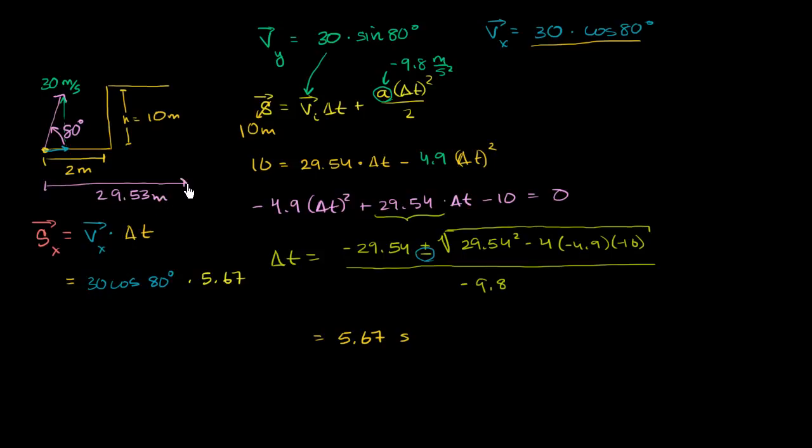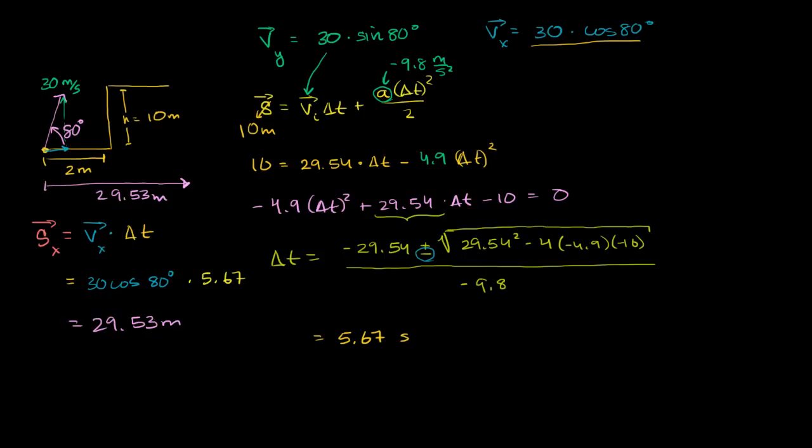29.53 meters. And I'll write this as a vector. That is our horizontal displacement. It's equal to 29.53 meters. Now, we've done a lot of deconstructing vectors. What I thought would be interesting in this video is to construct a vector. So we know our horizontal displacement. We also know our vertical displacement. It's positive 10 meters. So what's our total displacement?